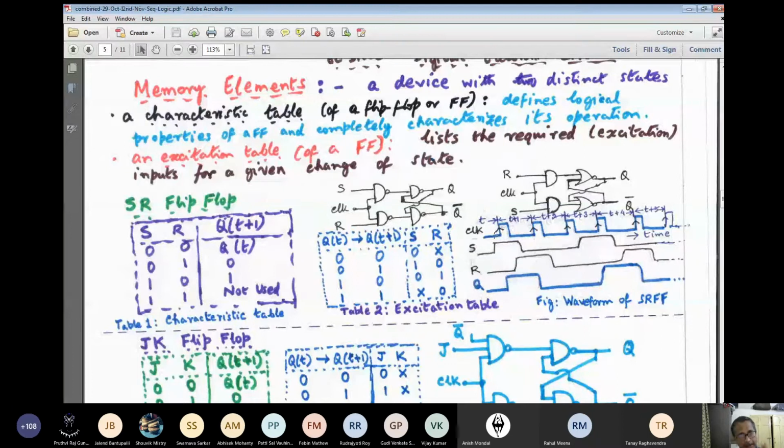It may be that there's no state change. That means the next state is the same as the present state. Then we say that the state is preserved, the state is held. And if at all any state change has to take place, it will do so only at the positive edge of the clock. Can you hear me, all of you?